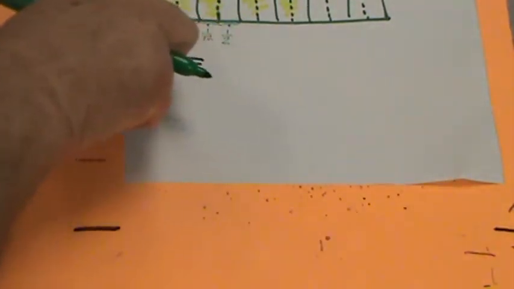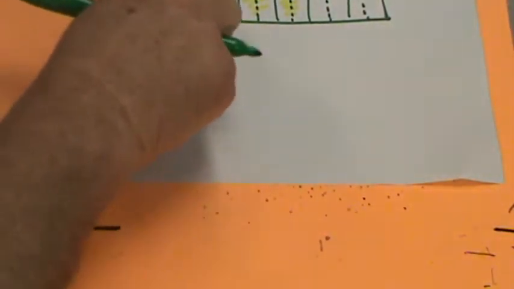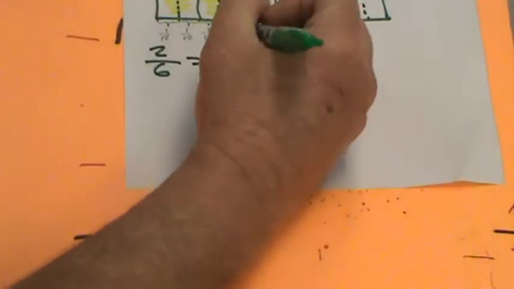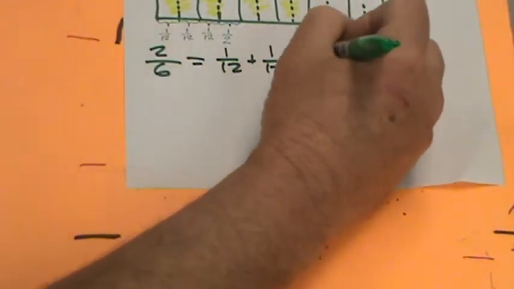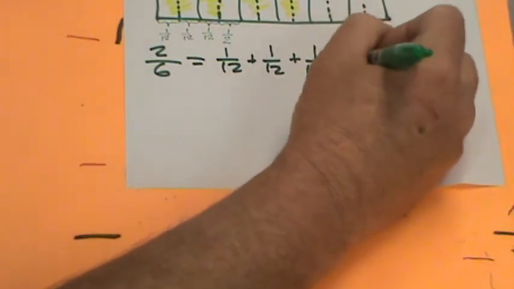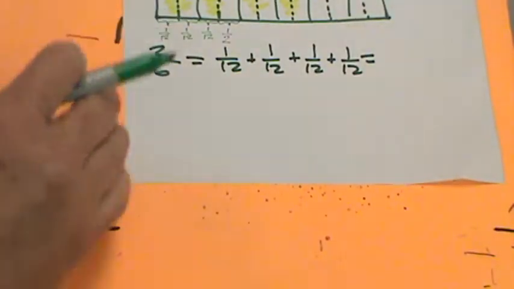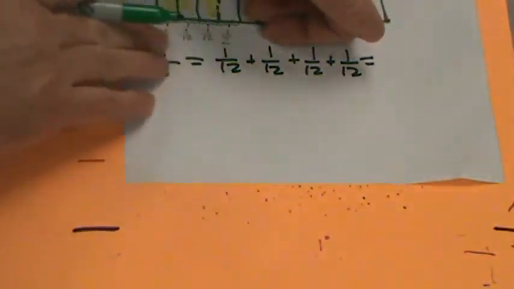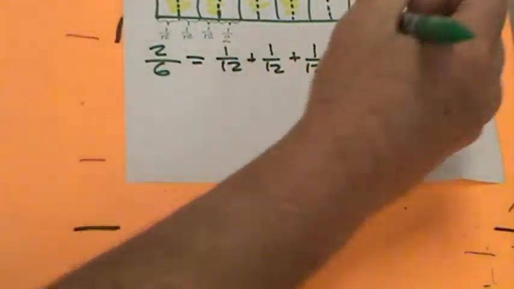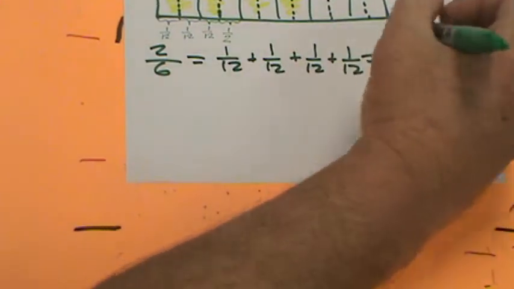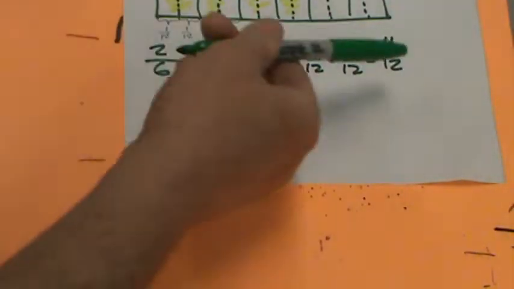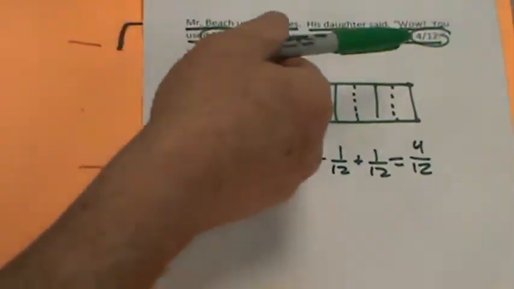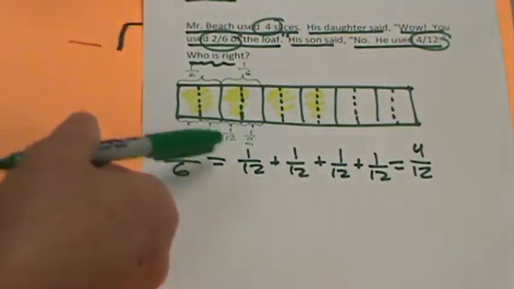2/6, that's what the daughter said, equals, because we have 2 of the 6, forget those yellows, 2 of the whole 6 equals 1/12 plus 1/12 plus 1/12 plus 1/12. What will that equal? Remember, 2/6, 4 1/12. It equals 1, 2, 3, 4. Do we add all those 12s? Of course not. They remain the same. So we can see here that 2/6 is equal to 4 12s, right? Look at this. 2/6, 4 12s, equal.